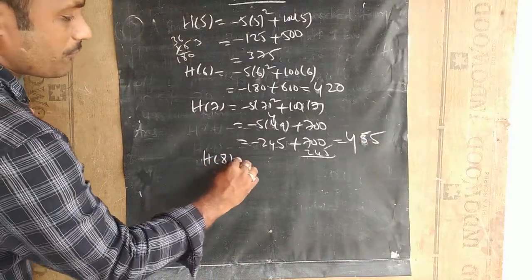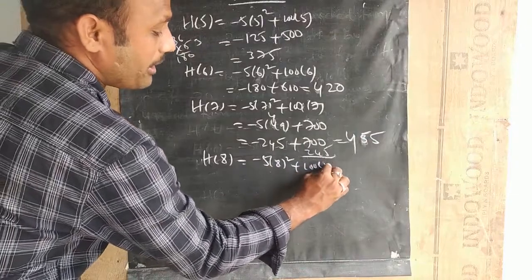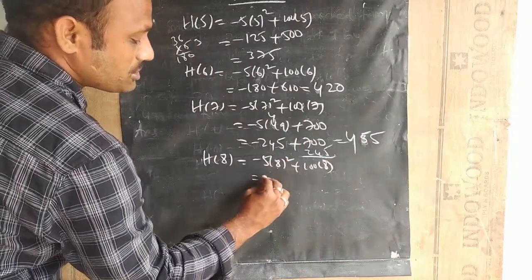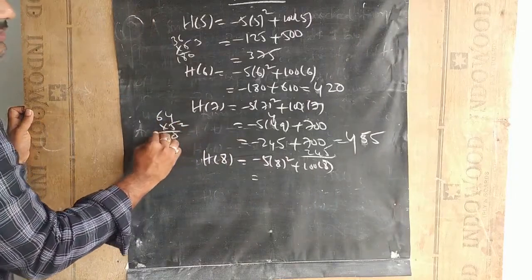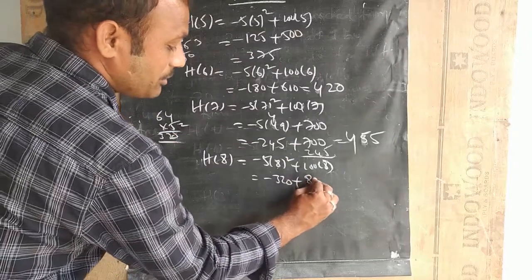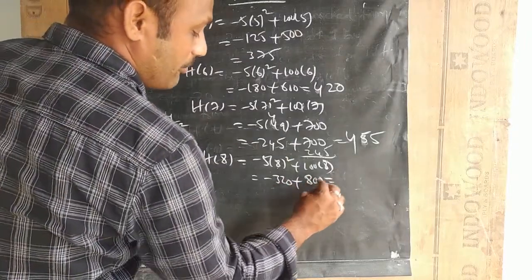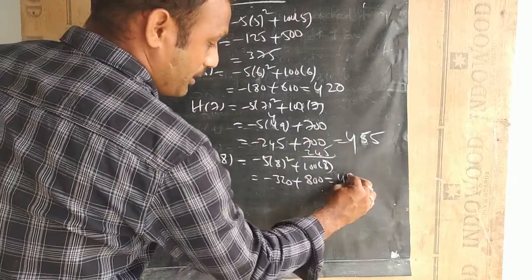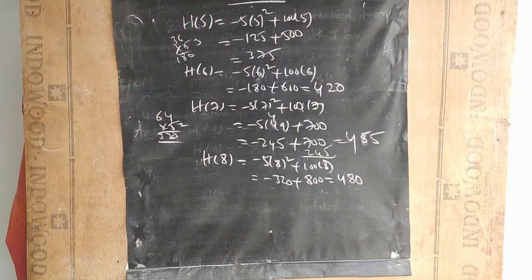Let us take h of 8, that is minus 5 into 8 square plus 100 into 8. So 8 square is 64 into 5. So 64 into 5, 5 4 is 20, 5 6 is 30, 320. So minus 320 plus 800. So from 800 if we remove 300, it will be 500. So it is 480.